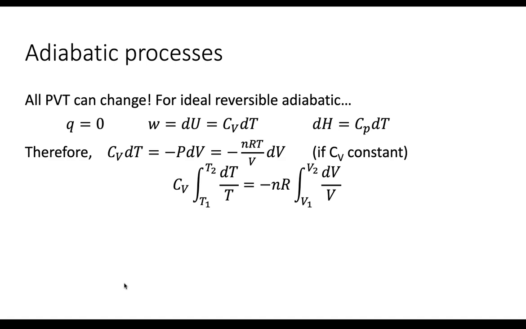So we're going to consider an ideal reversible adiabatic process. Q is equal to 0 automatically. Anytime it says adiabatic, you already know that right off the bat. And so then our work is equal to our internal energy change.